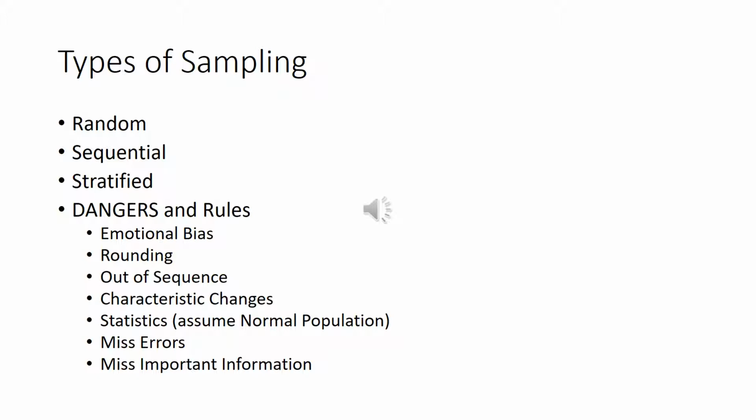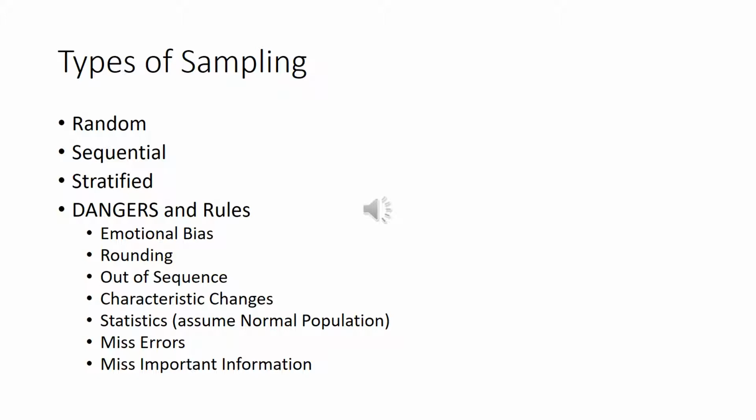Out of sequence. If you get something out of sequence, again, this is all about control charts, right? You want to keep it in sequence. You're looking for trends, right? You can't do that otherwise. If a characteristic changes, a dimension or something, you want to be able to catch that.